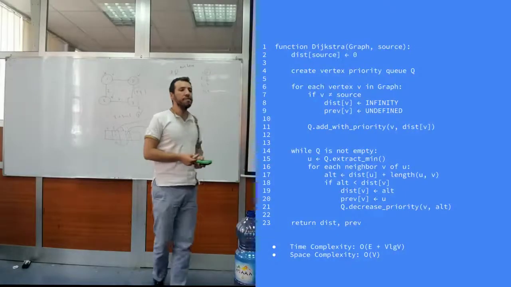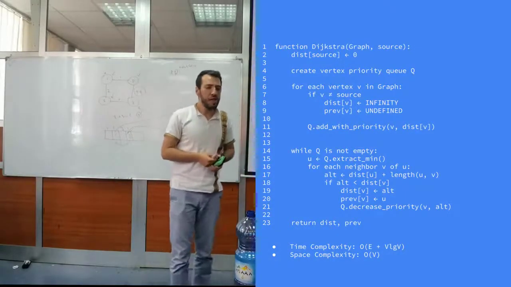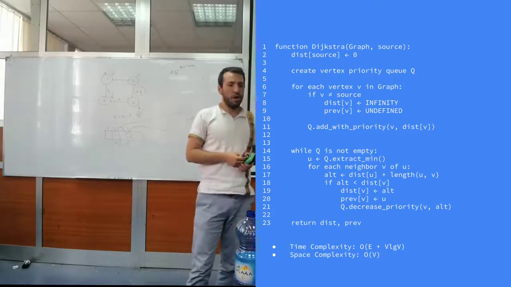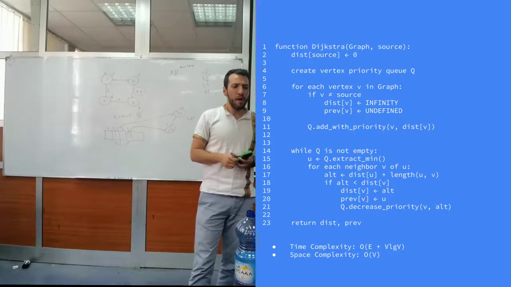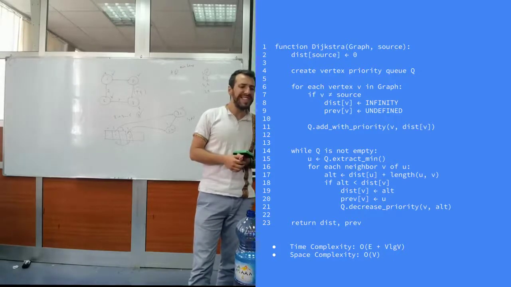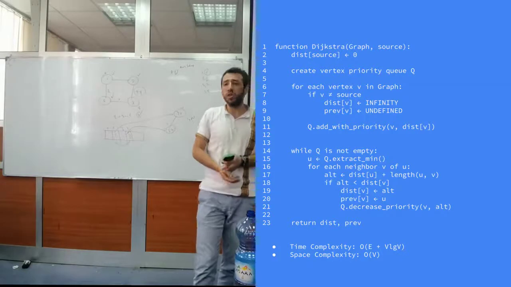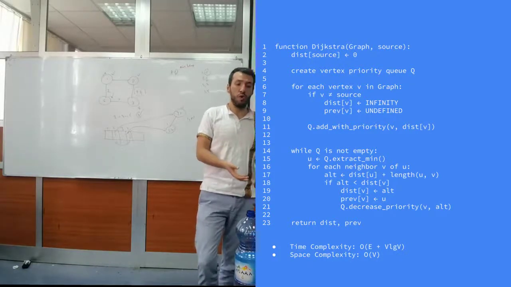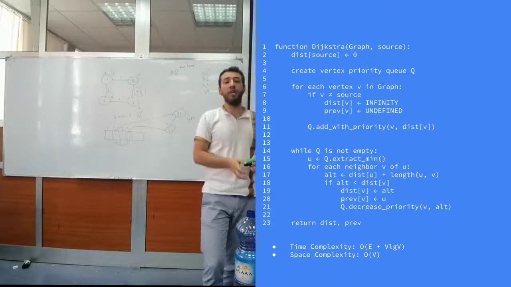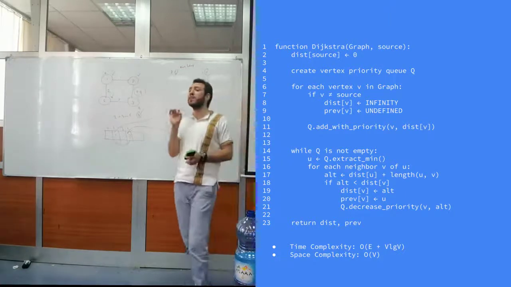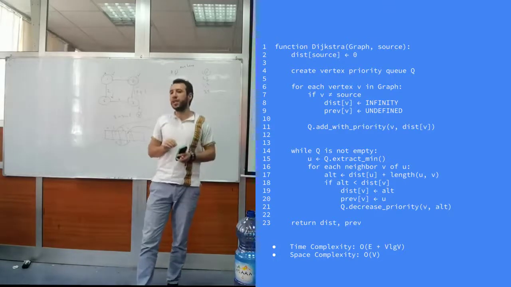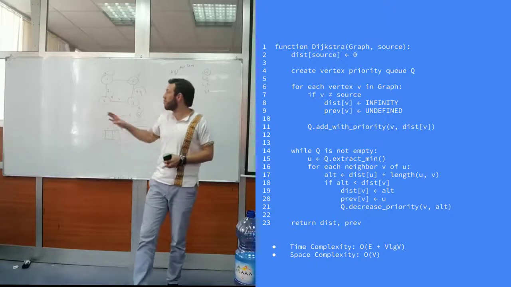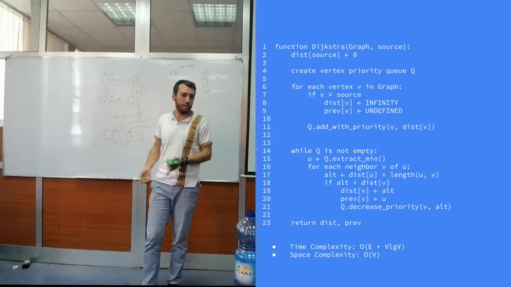So initially, we start with initializing the distance with zero, and we create a priority queue. And then we mark all the distances as infinity and the previous node as undefined, and that's what we add into the priority queue. In this algorithm, we also keep track of the shortest path. We are not just interested in the distance, we also keep track of how to get there, basically.